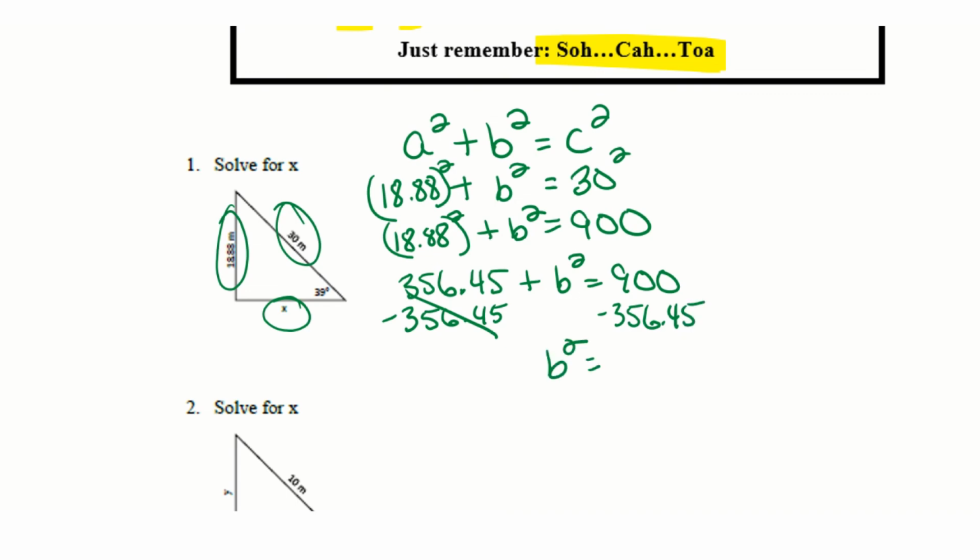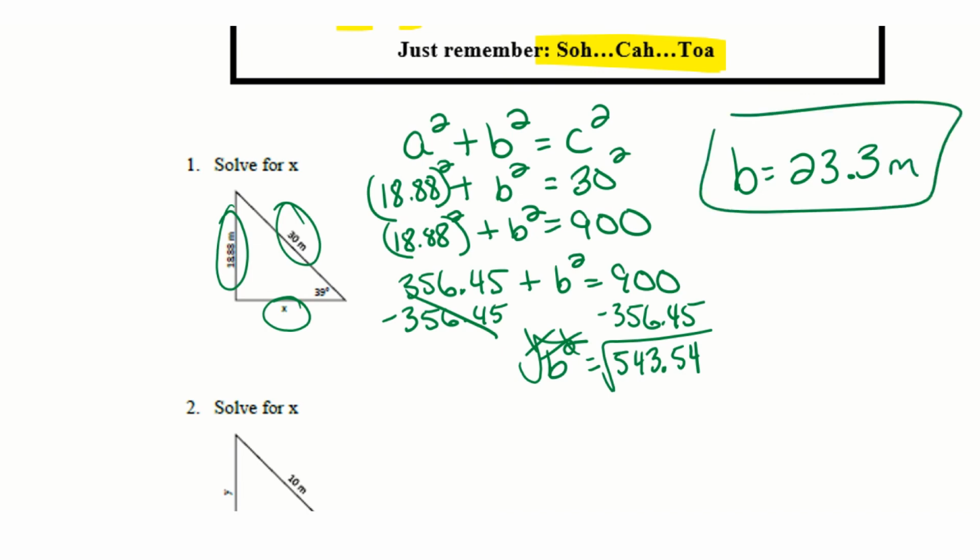And when I do that, that gives me 543.54. Okay, now I need to do the square root of that value. The square root of 543.54 would be 23. So I need to square root everything. So that would be b equals 23.3 meters. And that would be my answer.